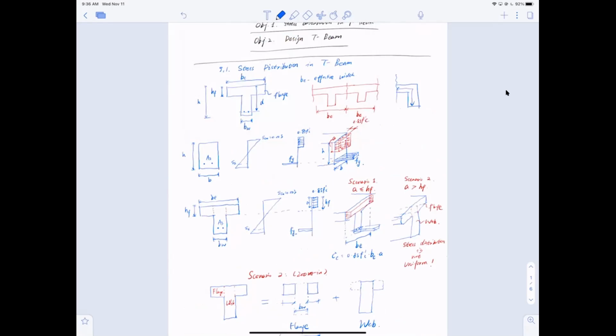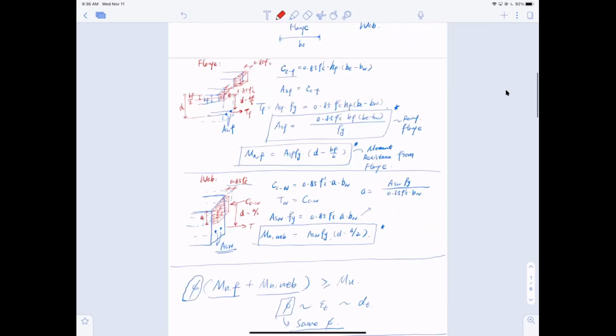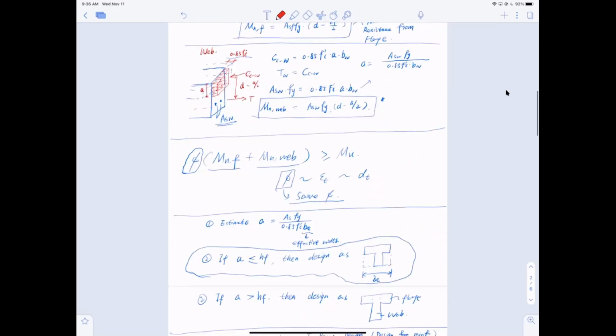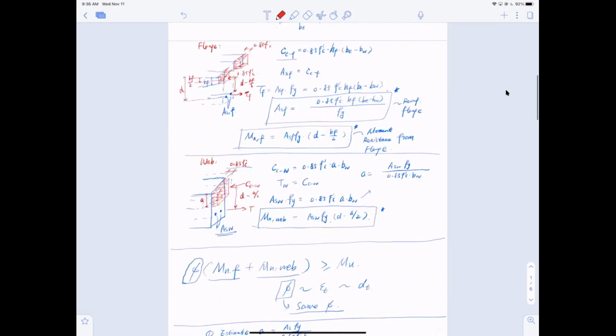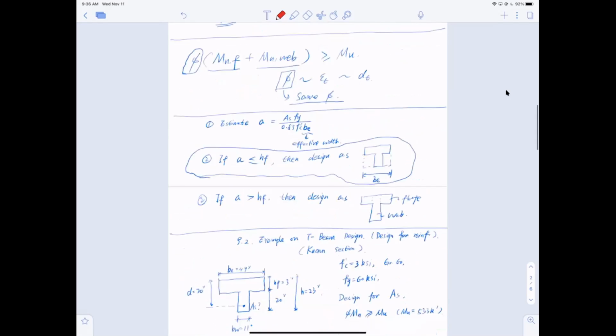First of all, you have to check if your compressive zone is within the flange or not. How to do that? Simple: assume that the compressive zone is within the flange first, go at it, and see if it's within the flange. All right, so review this. Make sure you review how we design for it, okay?